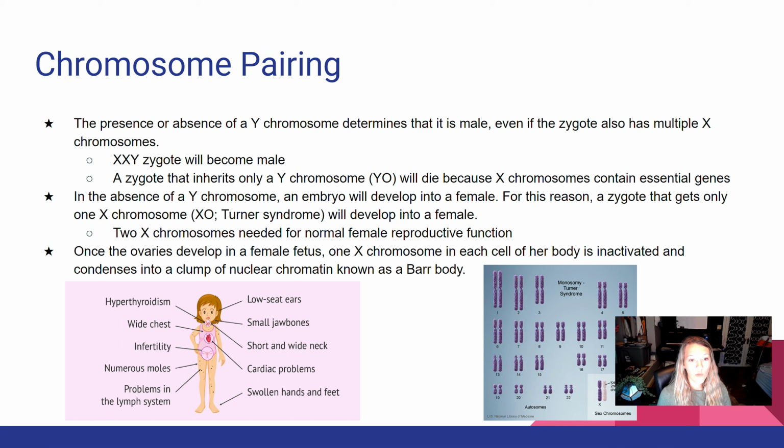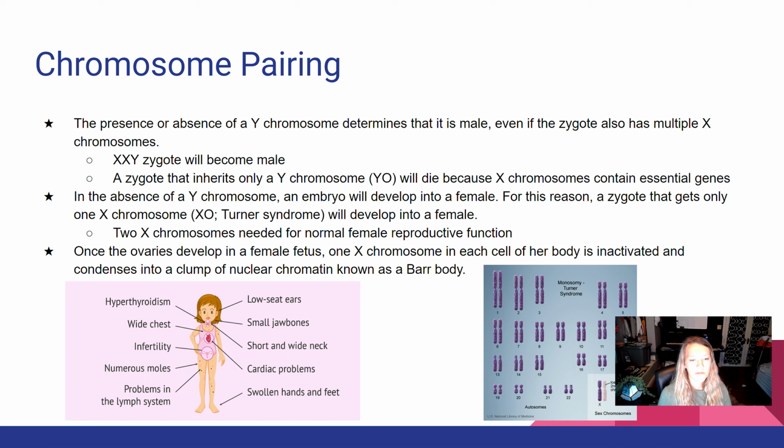In the absence of a Y chromosome, an embryo will develop into a female. For this reason, a zygote that only gets one chromosome, XO, they would have Turner syndrome. And I inserted a picture in the bottom left hand corner to point out what Turner syndrome is and what people develop whenever they have Turner syndrome.